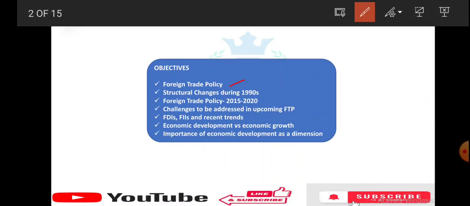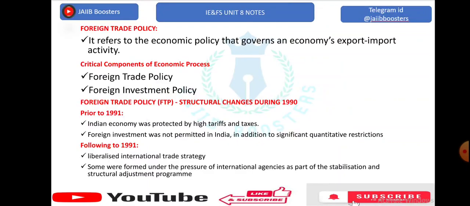Foreign trade policy, structural changes during the 1990s, foreign trade policy 2015 to 20, challenges to be addressed in upcoming FTP, FDIs, FIIs and recent trends, economic development versus economic growth, importance of economic development as a dimension. These are the topics we are going to discuss in this chapter. Next, what is the first topic here?